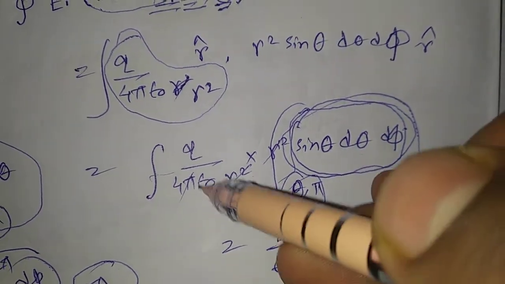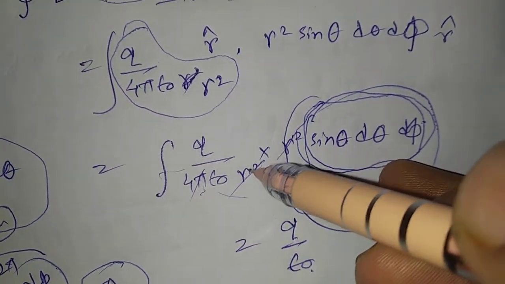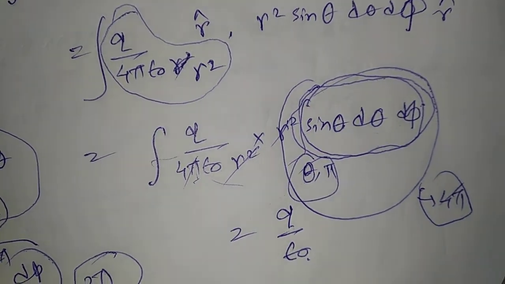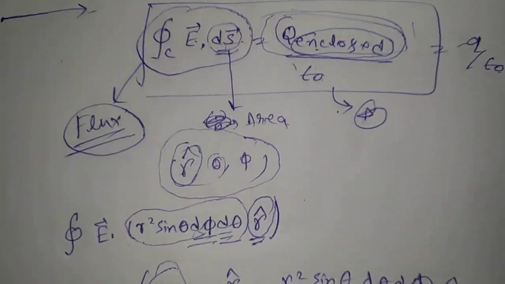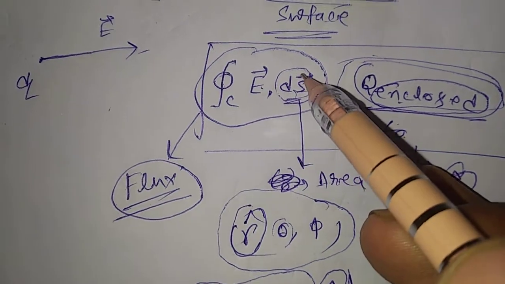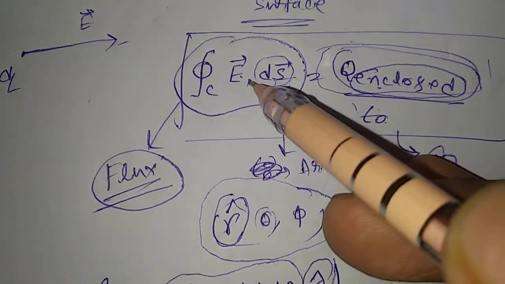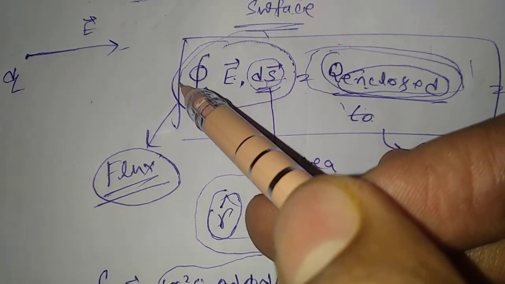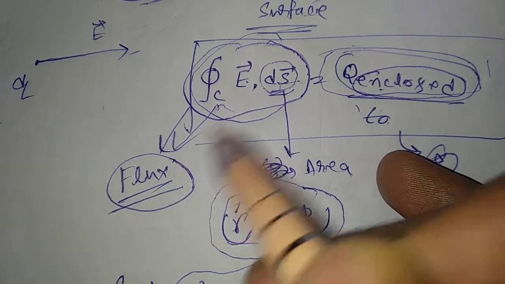So this 4 pi and the denominator 4 pi cancel out, and r square and r square cancel out. So we get q by epsilon naught. That is Gauss's law. So always remember this formula, E dot ds equals q enclosed by epsilon naught. That is the number of lines of force passing through an area element, which is known as flux.